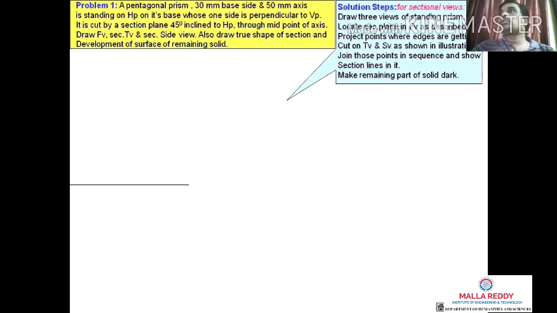But in this class, we are going to see only 3 sections. So the steps. First, to the XY line, since it is resting on the horizontal plane, we are going to get the base on the horizontal plane, which is below XY. But while drawing the pentagon, there is a statement said: standing on HP, whose one side is perpendicular to VP.